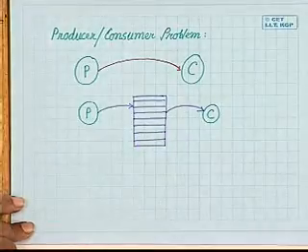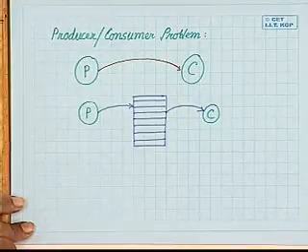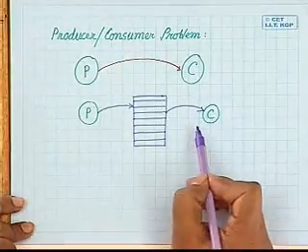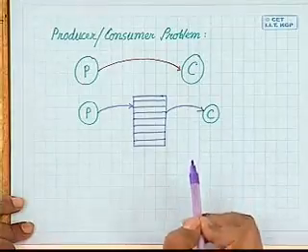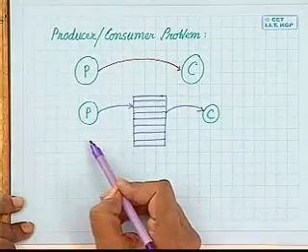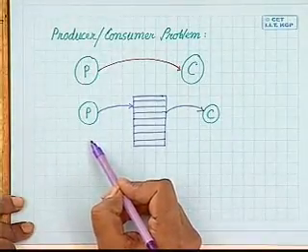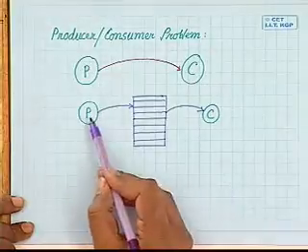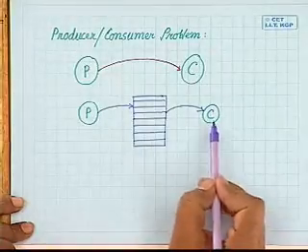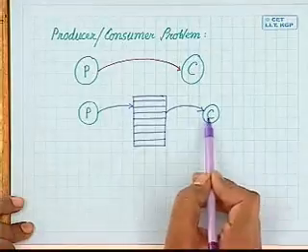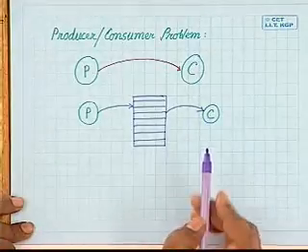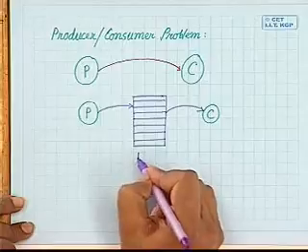So in this case, even if the consumption rate of the consumer is less than the production rate of the producer, there should not be any problem because the producer will produce the items and put them in the buffer. And the consumer, whenever it needs an item, will consume the item from the buffer. So this is the buffer pool.